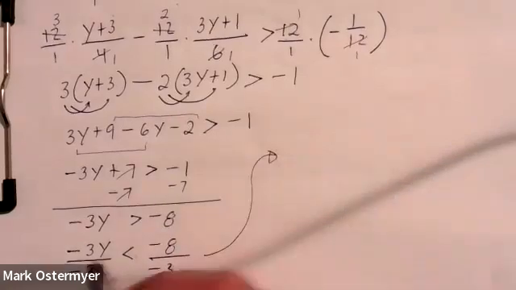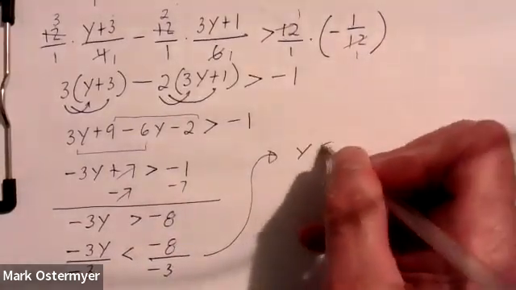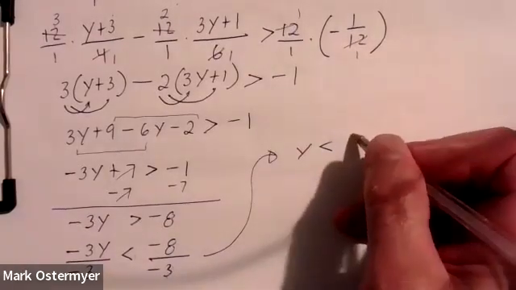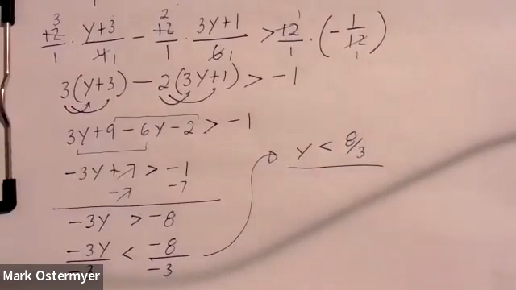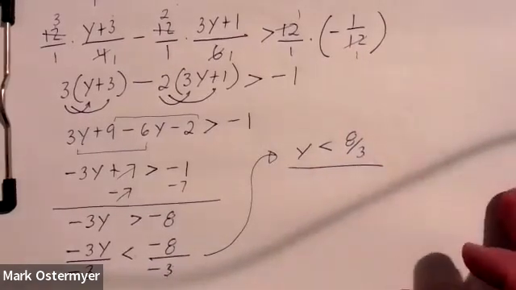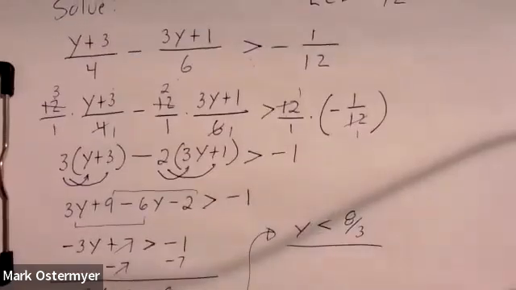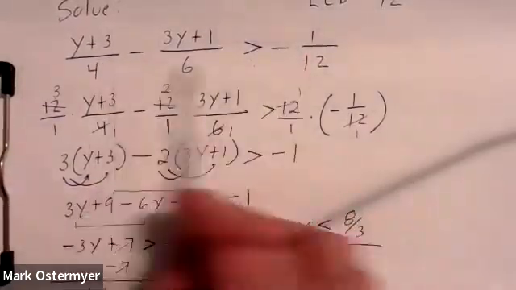Hence, after doing that, we're going to have just y is less than, negative divided by negative is equivalent to a positive. So y is less than 8/3. And essentially, that's your solution set to this inequality. All real numbers that are less than 8/3 will be a solution to this rational inequality up here.